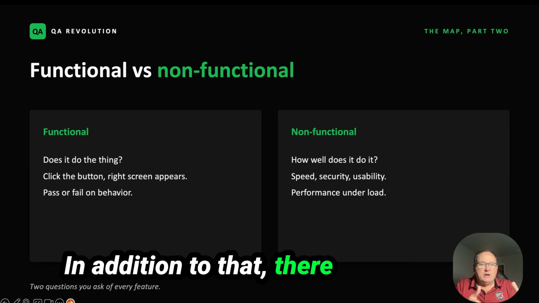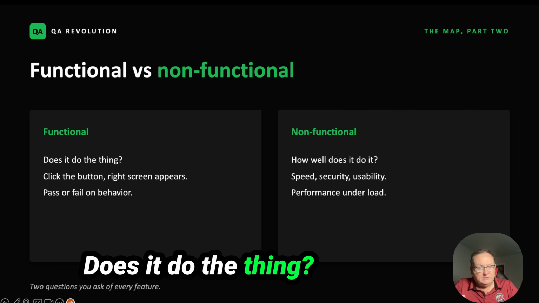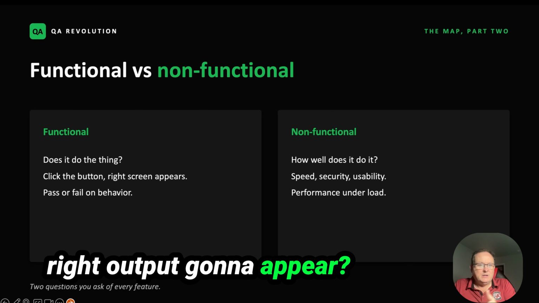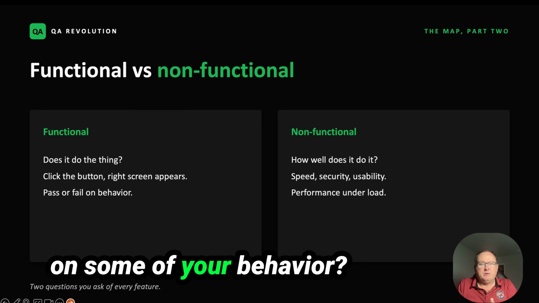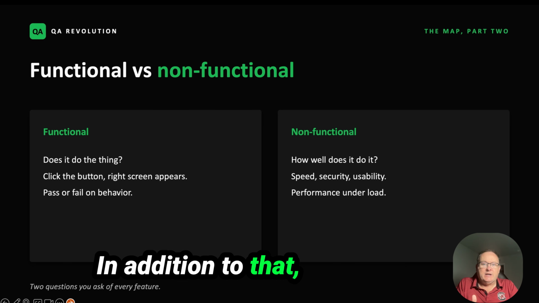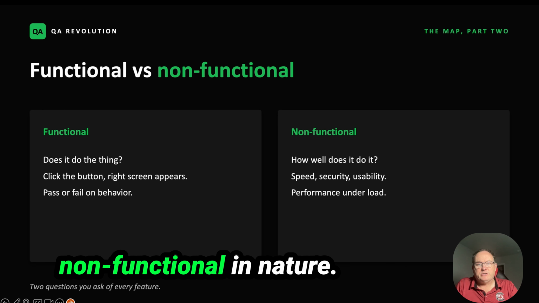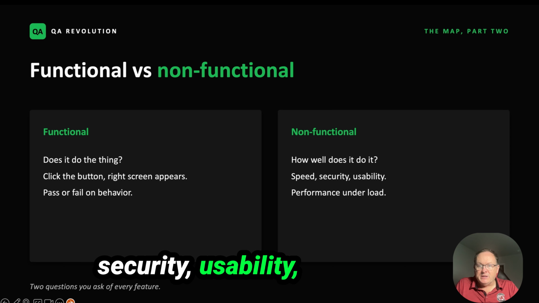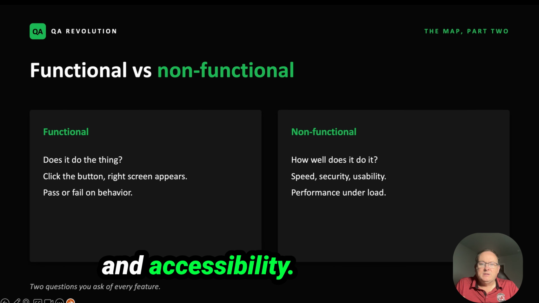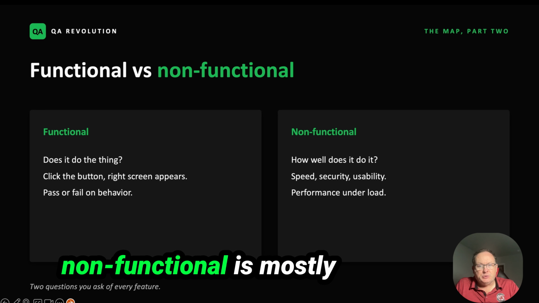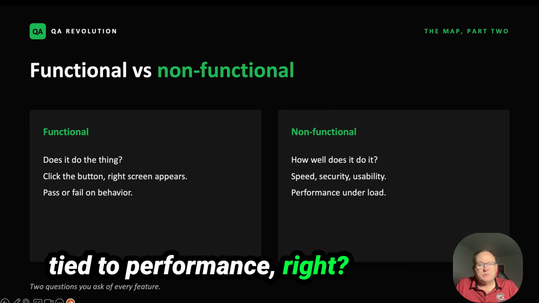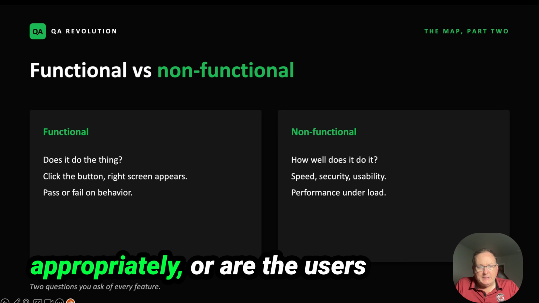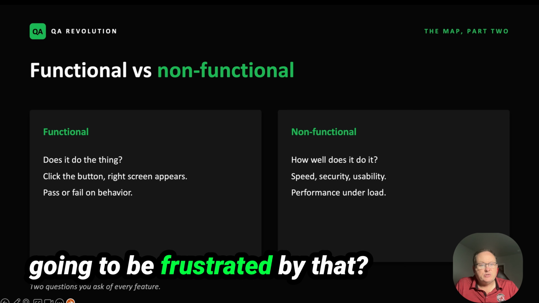In addition to that, there are functional tests. Does it do the thing? If you click the button, is the right screen or the right output going to appear? Are you going to get pass or fail on some of your behavior? Then you've got other components that are more non-functional in nature, for example, speed, security, usability, and accessibility. A big aspect of non-functional is mostly tied to performance. Is the system under load going to respond appropriately, or are users going to be frustrated by that?